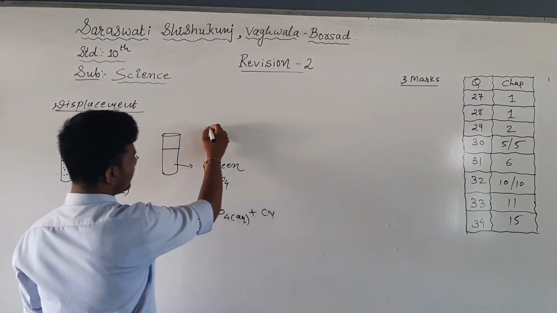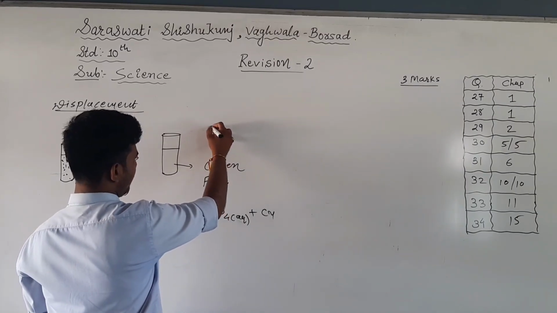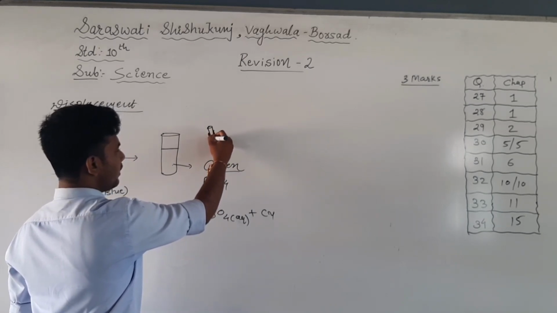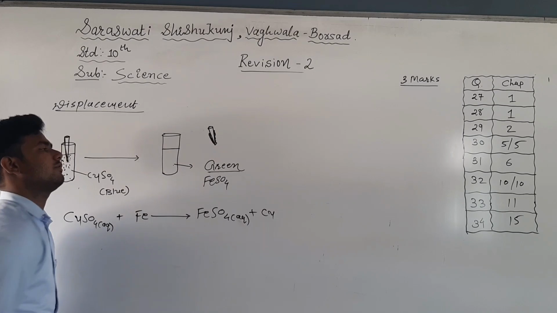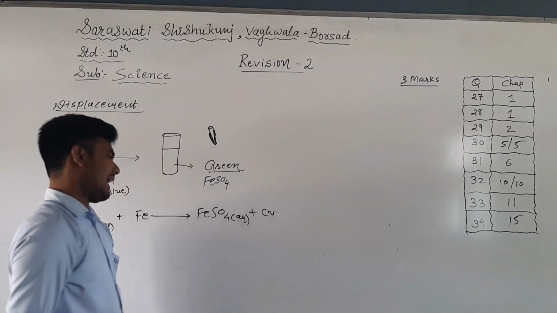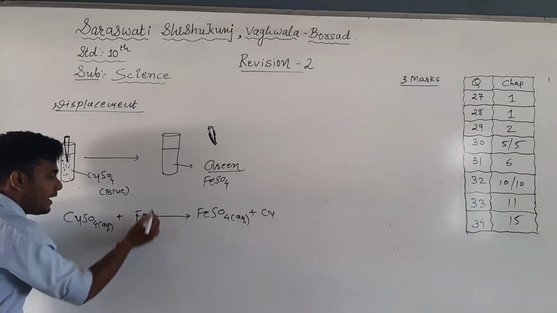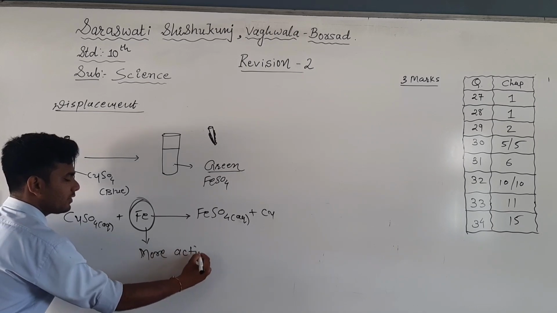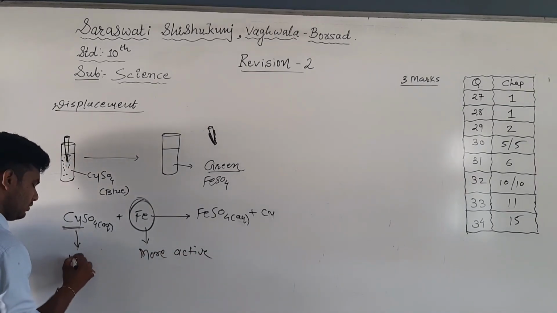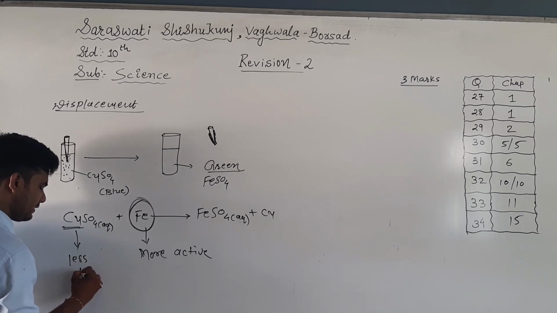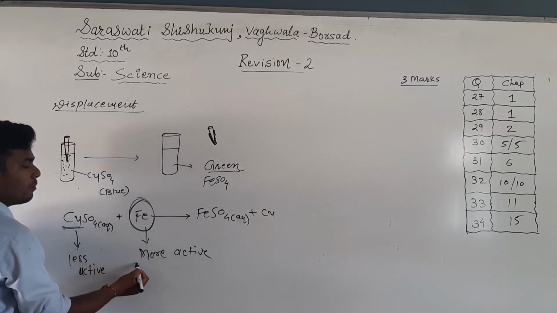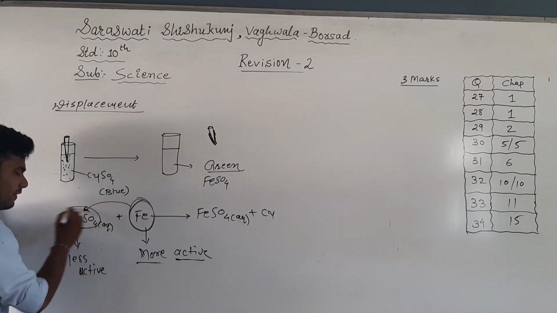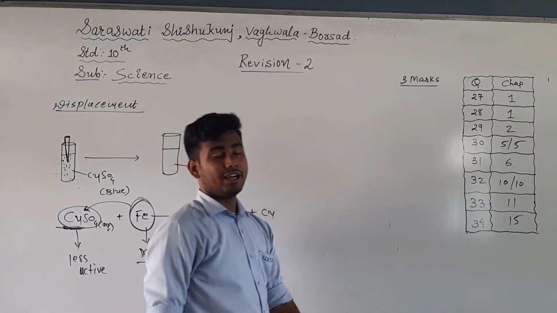Now there will be a change in the nail also. This will be in green color and over the nail there will be displacement of copper. Okay, you can see the copper metal on the iron nail. Now this will happen only if this metal is more active in comparison to this metal; if it is less active, it won't. So a more active metal displaces the less active metal from its salt. That is called a displacement reaction.